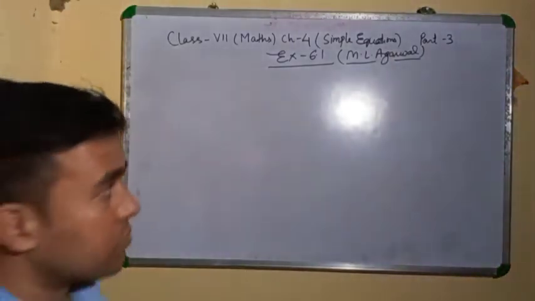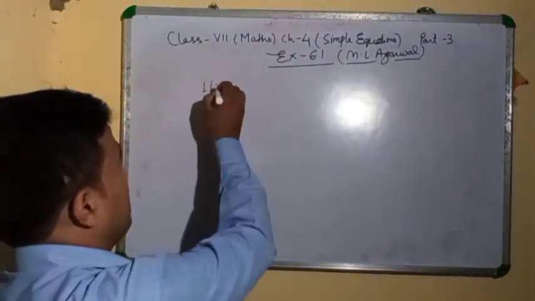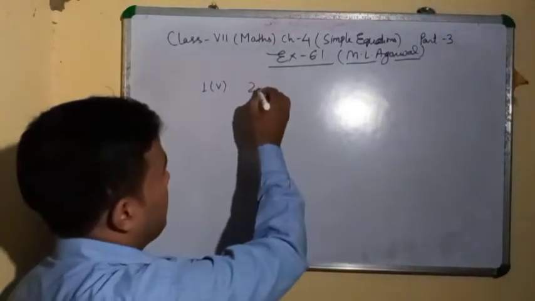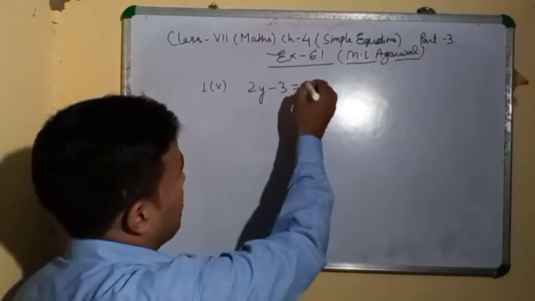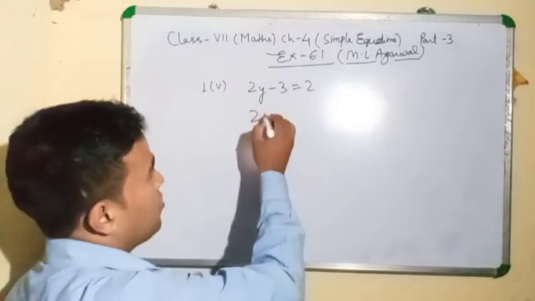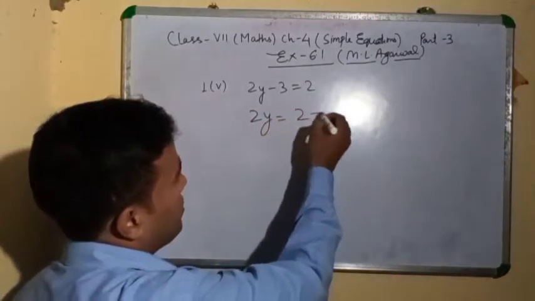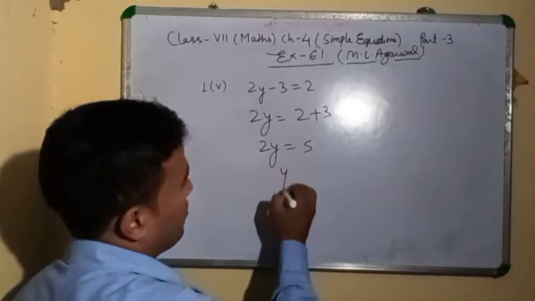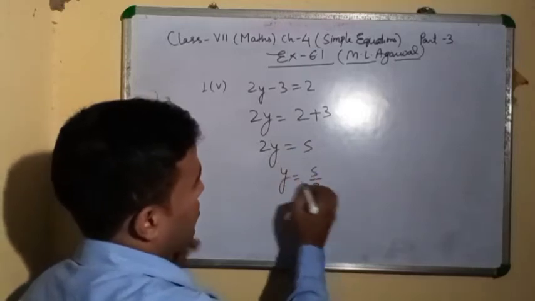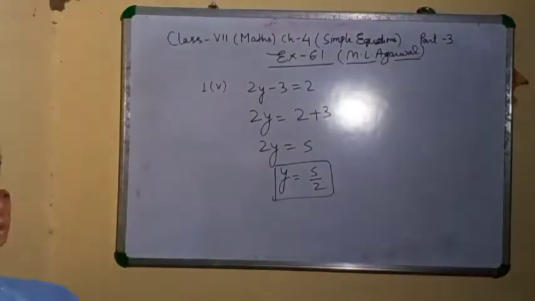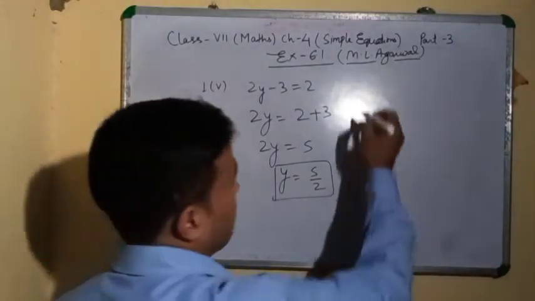Next one, fifth, 2y minus 3 equal to 2. Clear? Minus 3 transposition to the other side: 2y equal to 2, minus 3, there you will write plus 3. 2y equal to 5. Y equal to 5 by 2. It is the answer. Clear?